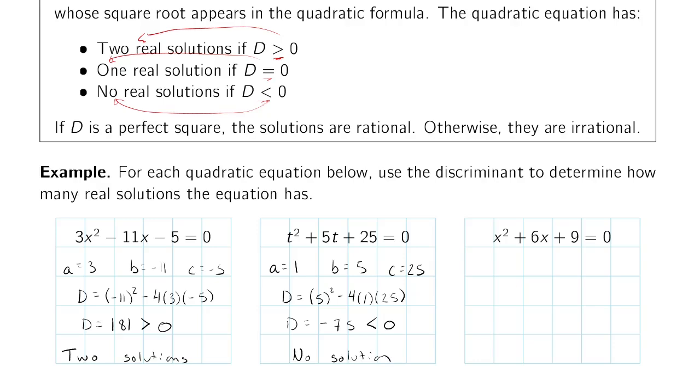Finally, x squared plus 6x plus 9, we have a is 1, b is 6, c is 9. So our discriminant will be 6 squared minus 4 times 1 times 9. Oh, and that works out to 0. The discriminant is exactly 0. We have exactly one solution to this quadratic equation.